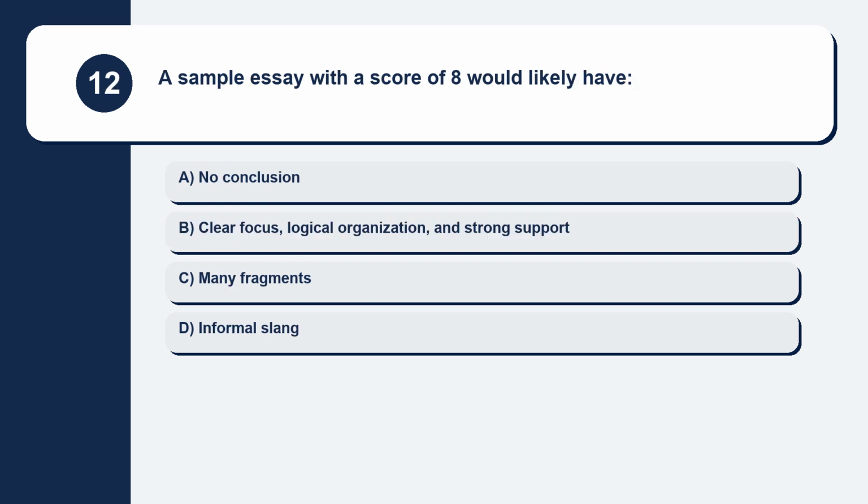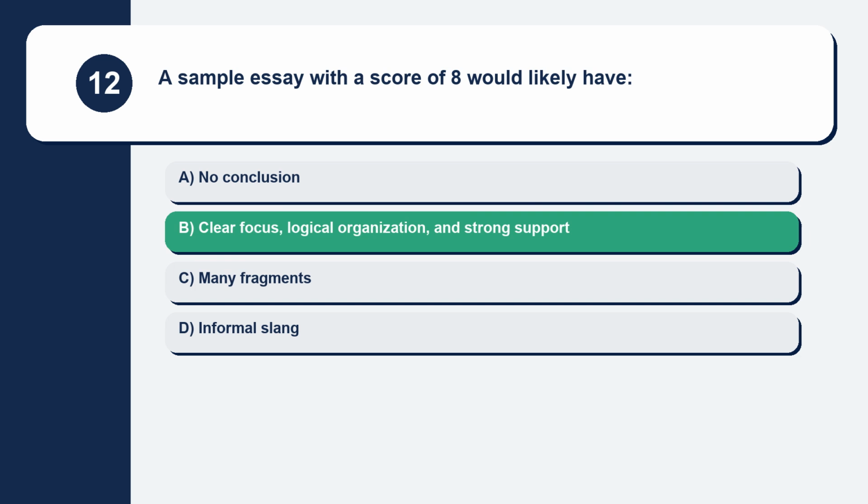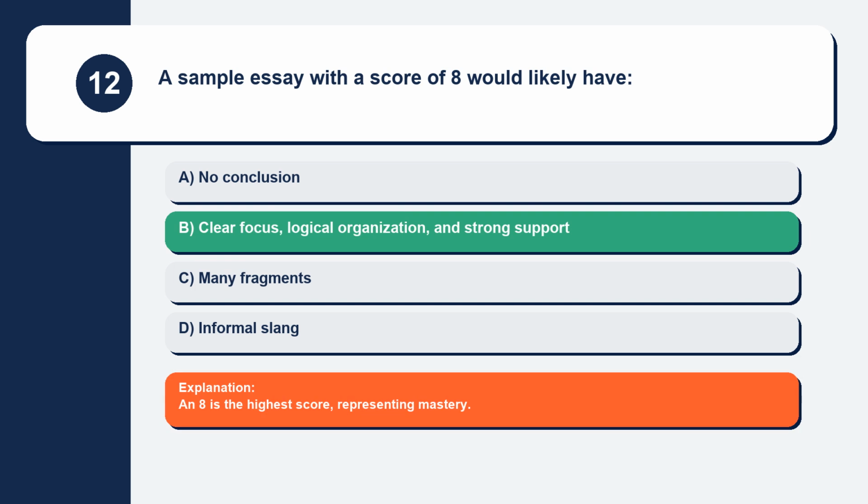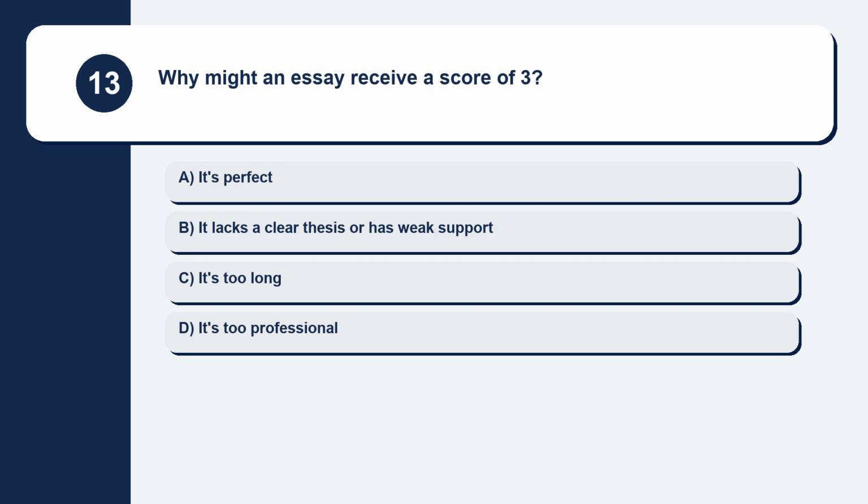Question 12. A sample essay with a score of 8 would likely have no conclusion, clear focus, logical organization, and strong support. Many fragments. Informal slang. An 8 is the highest score, representing mastery.